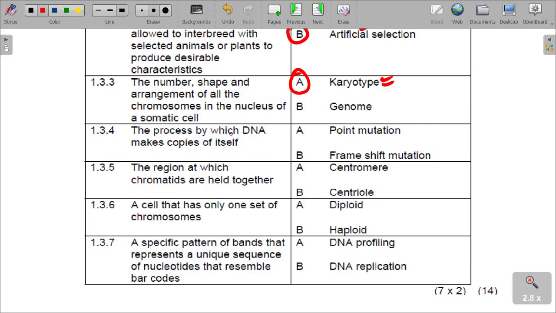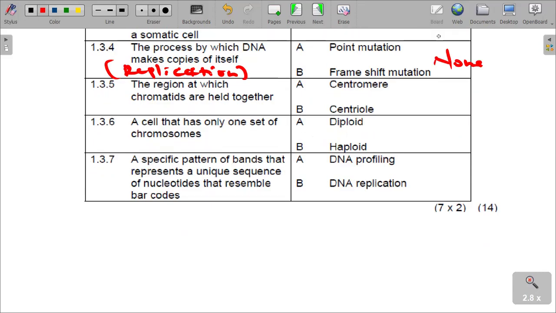The process by which DNA makes copies of itself. When DNA makes a copy of itself, we call that what? DNA replication. Replication is when DNA makes a copy of itself. But point mutation and frame shift are forms of mutations which do not result in the formation of a DNA copy.